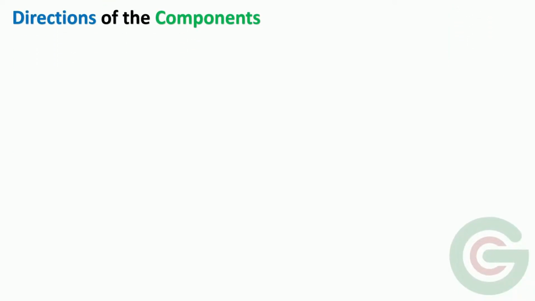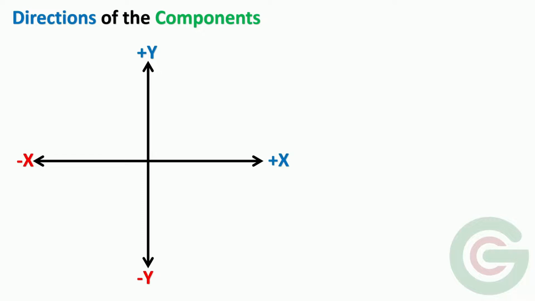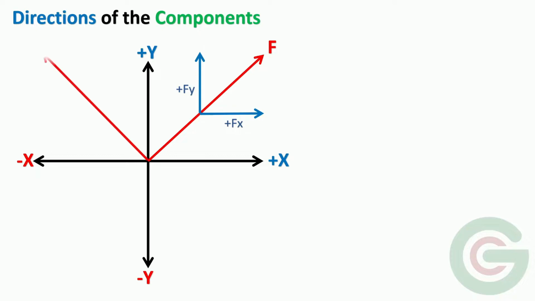Now let's indicate the directions of the forces in different quadrants of the xy axis. Here is the first force F in the first quadrant. Its components are Fx and Fy. Taking the second force P in the second quadrant. Its components are Px and Py.